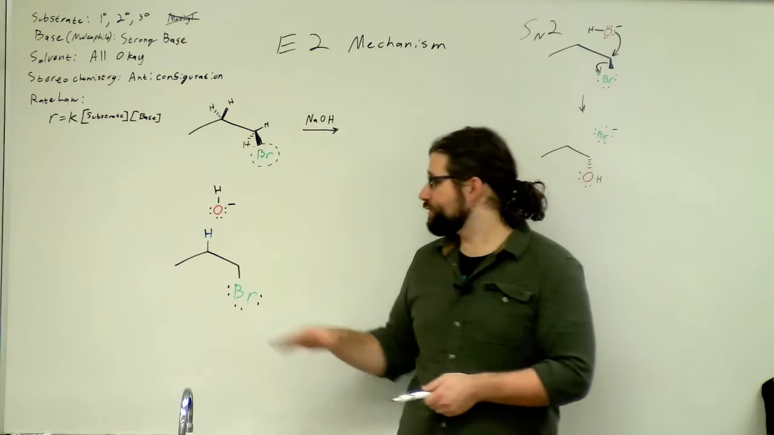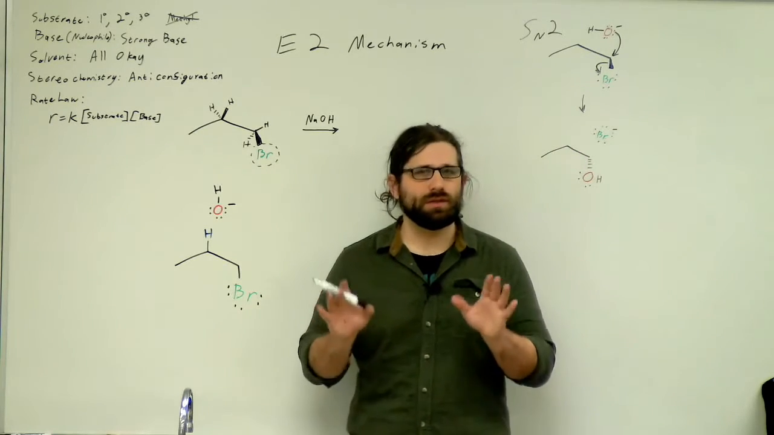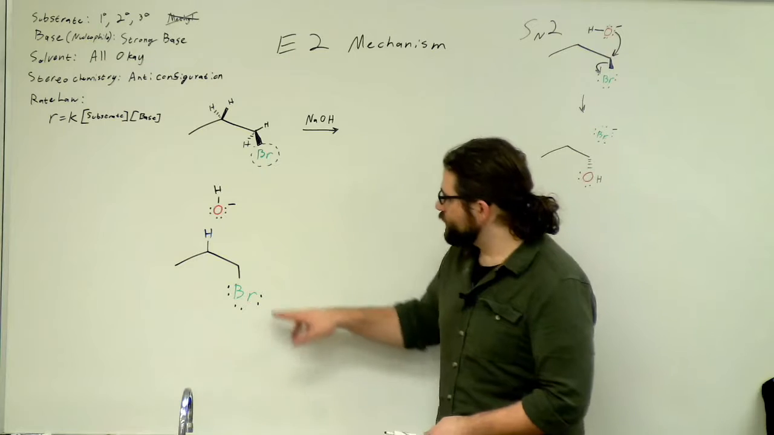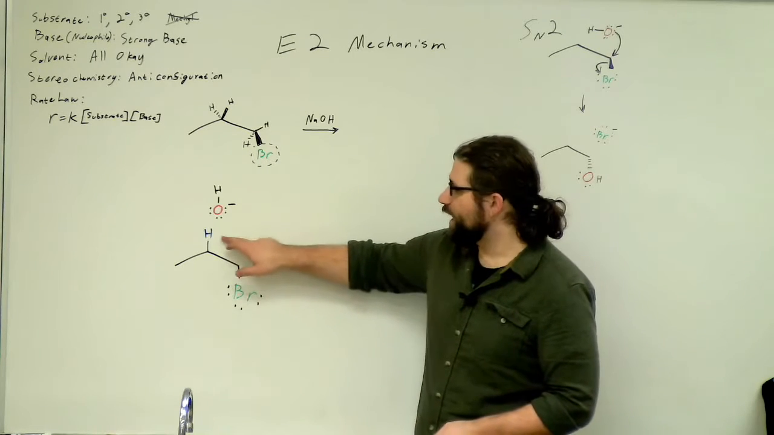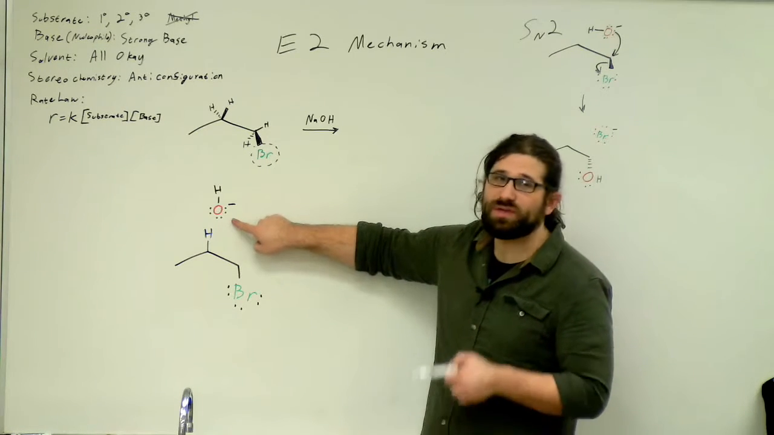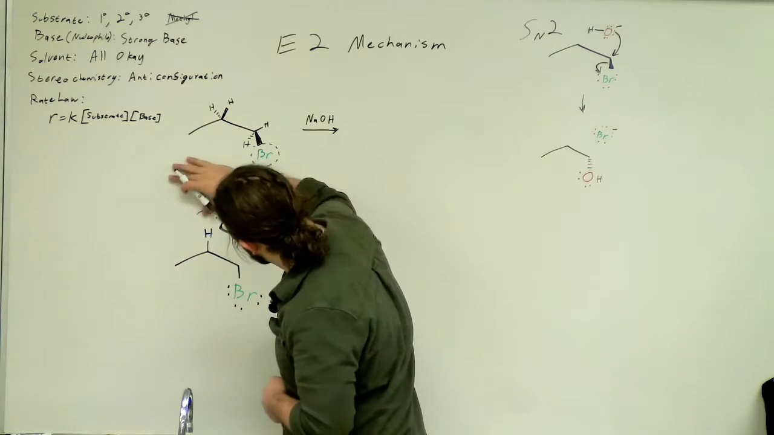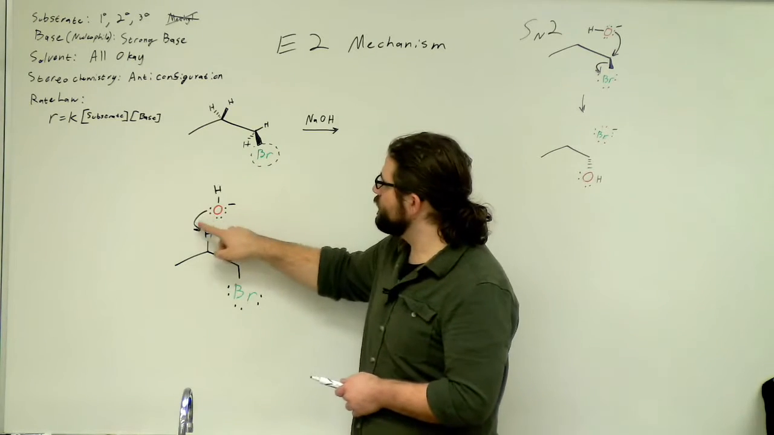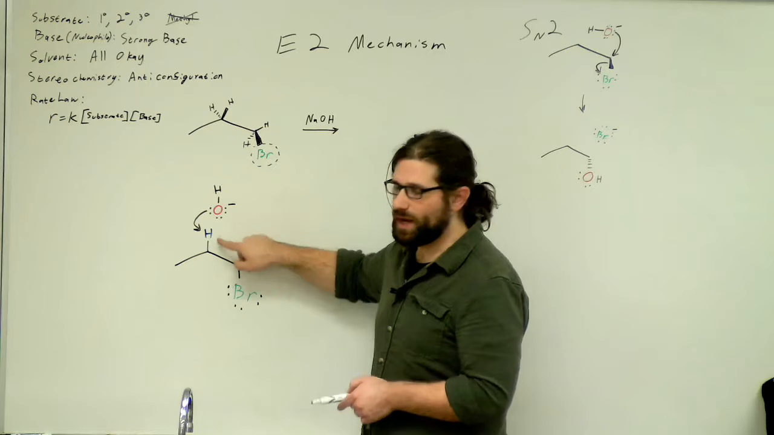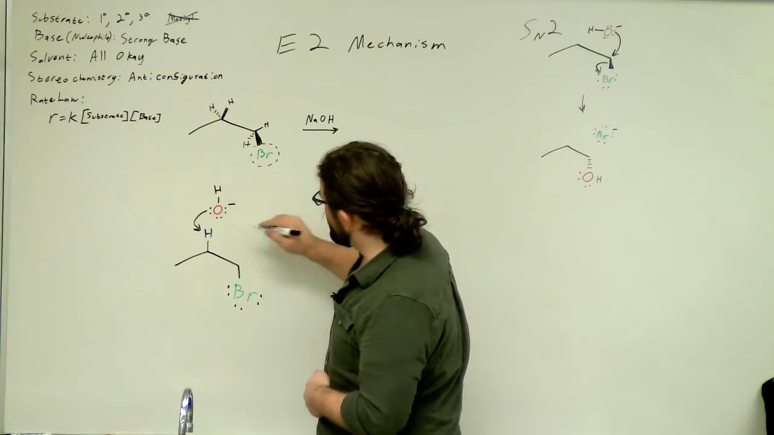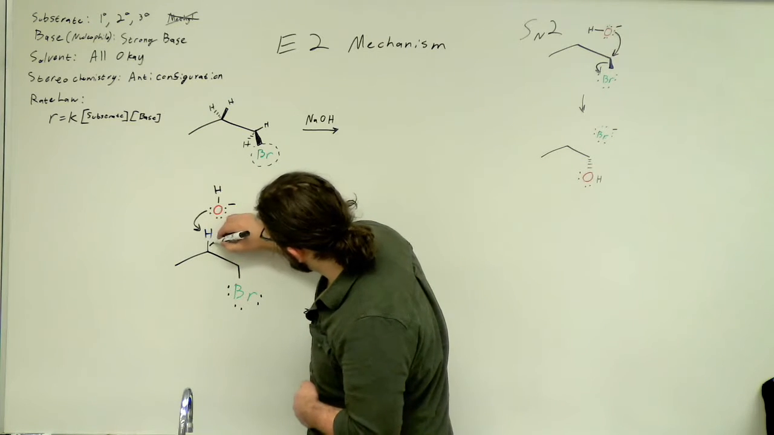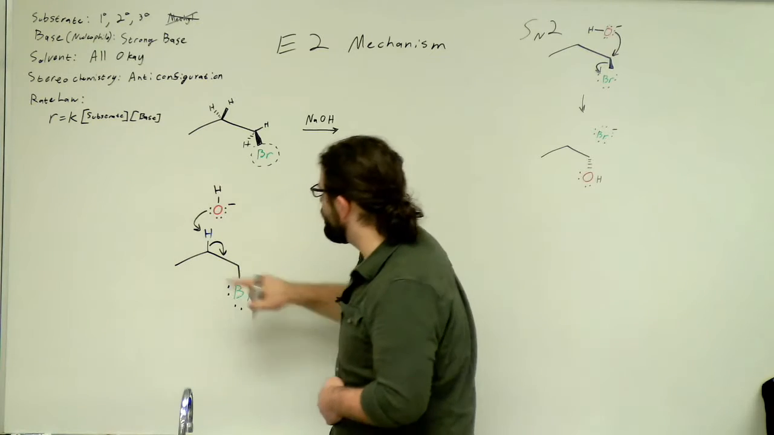Okay, once again, we've got our substrate drawn out. We've got it a little less busy this time. So I've got a bromo, I've got a hydrogen that's going to interact with a hydroxide. This hydroxide comes in and tries to snatch away that hydrogen. This hydrogen then gives up its bond with the carbon.